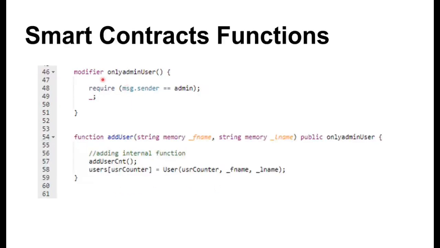So in this case, we see only admin. We set up this modifier here. You can see we declare a modifier saying that we require the message sender be equal to admin. And then when we set up this function, it will only run if the message sender is admin.